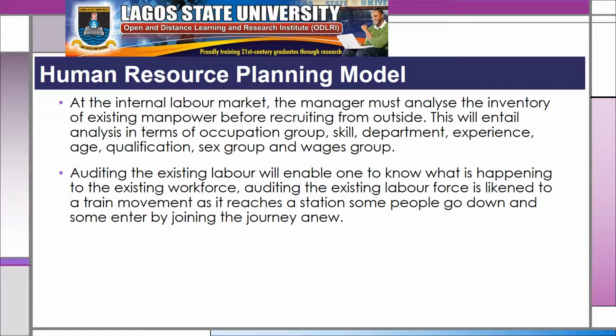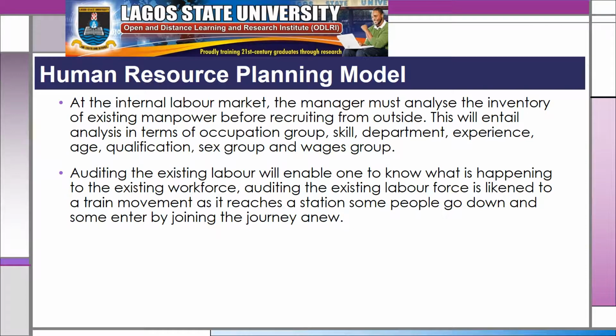Last but not the least, the area of auditing. This is very, very important when you are doing human resources planning. When we say auditing here, it enables one to know what is happening to the existing workforce. Auditing of the labor force is like a train moving: it reaches a station, then some people go down and some people enter. So you take statistics.